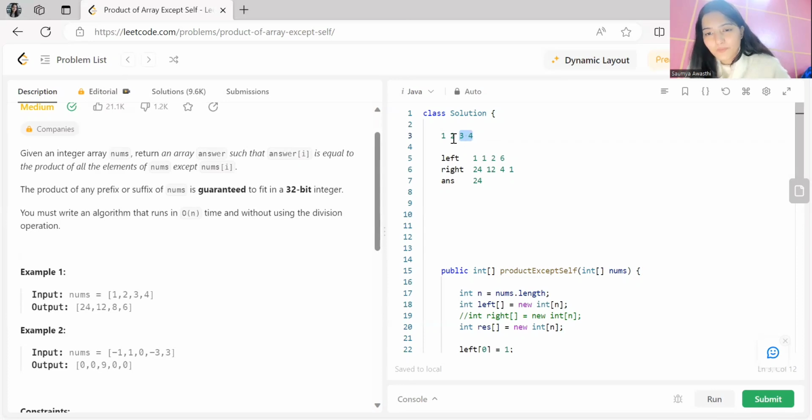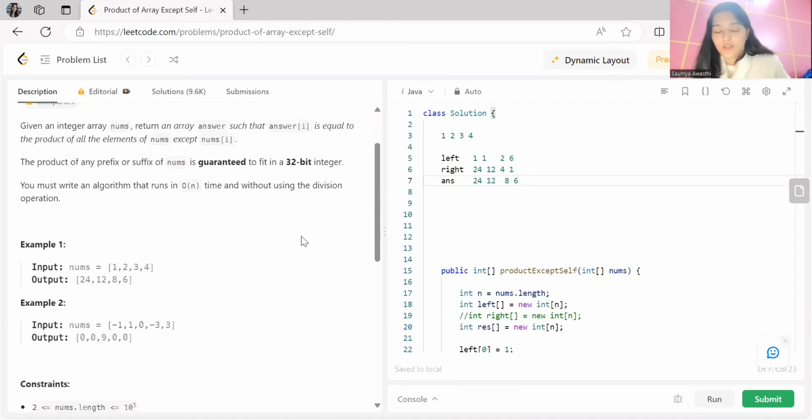So this 2 was not included in both left and right case. So what will we get? 12 into 1, 12, right? Similarly, here we will get 8, and here we will get 6. So 24, 12, 8, 6. That is what our answer is. So this is the approach that we can follow for solving this particular question, right?